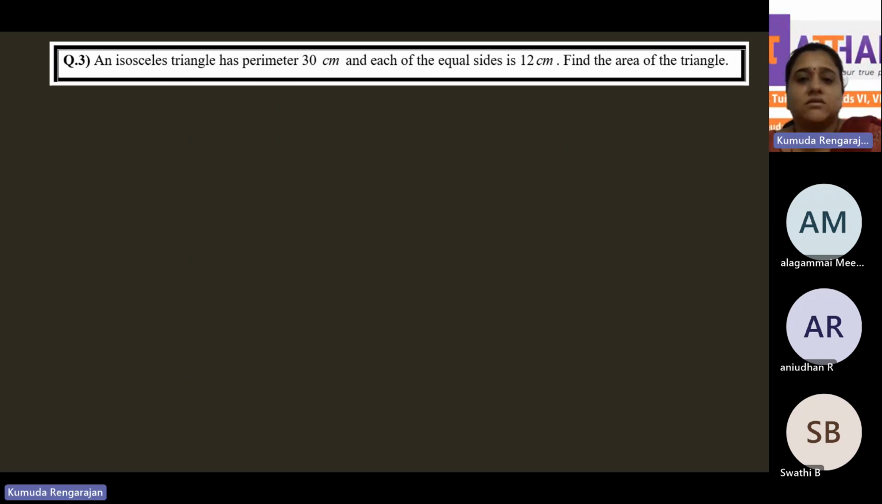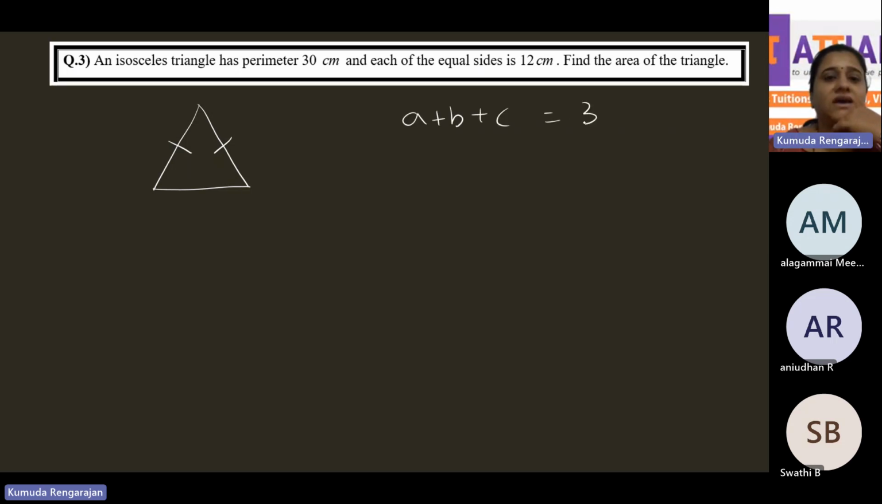All right. So here also, children, same thing. An isosceles triangle, that means two sides are equal. An isosceles triangle has perimeter, that is A plus B plus C, 30. And equal sides 12 centimeters. So equal sides are 12. That means A is 12, B is also 12.